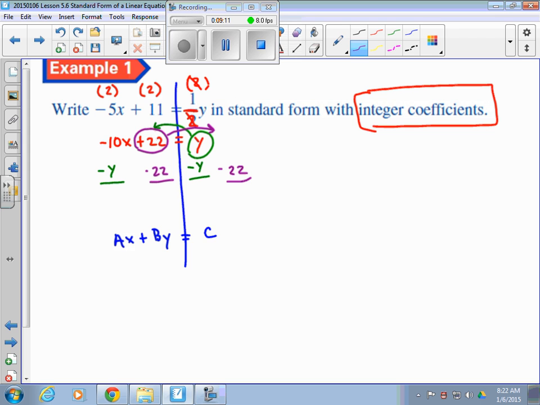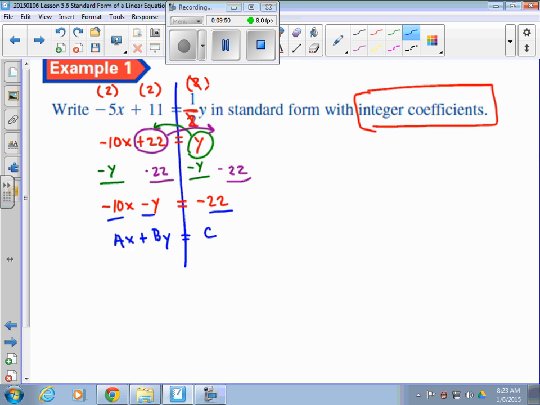I know we got a lot going on right now. It's going to get cleaned up in just a second. So what we have is the x term first. Negative 10x. We didn't fool with the x term. It stays right where it is. Negative 10x. The y came over. Minus y equals, the 22 went over to the right. It was positive. It becomes negative. Now this is almost standard form, because if you can see, it says ax, there's your a value, plus by equals c, where your b value would be negative 1 right here. It's not shown.